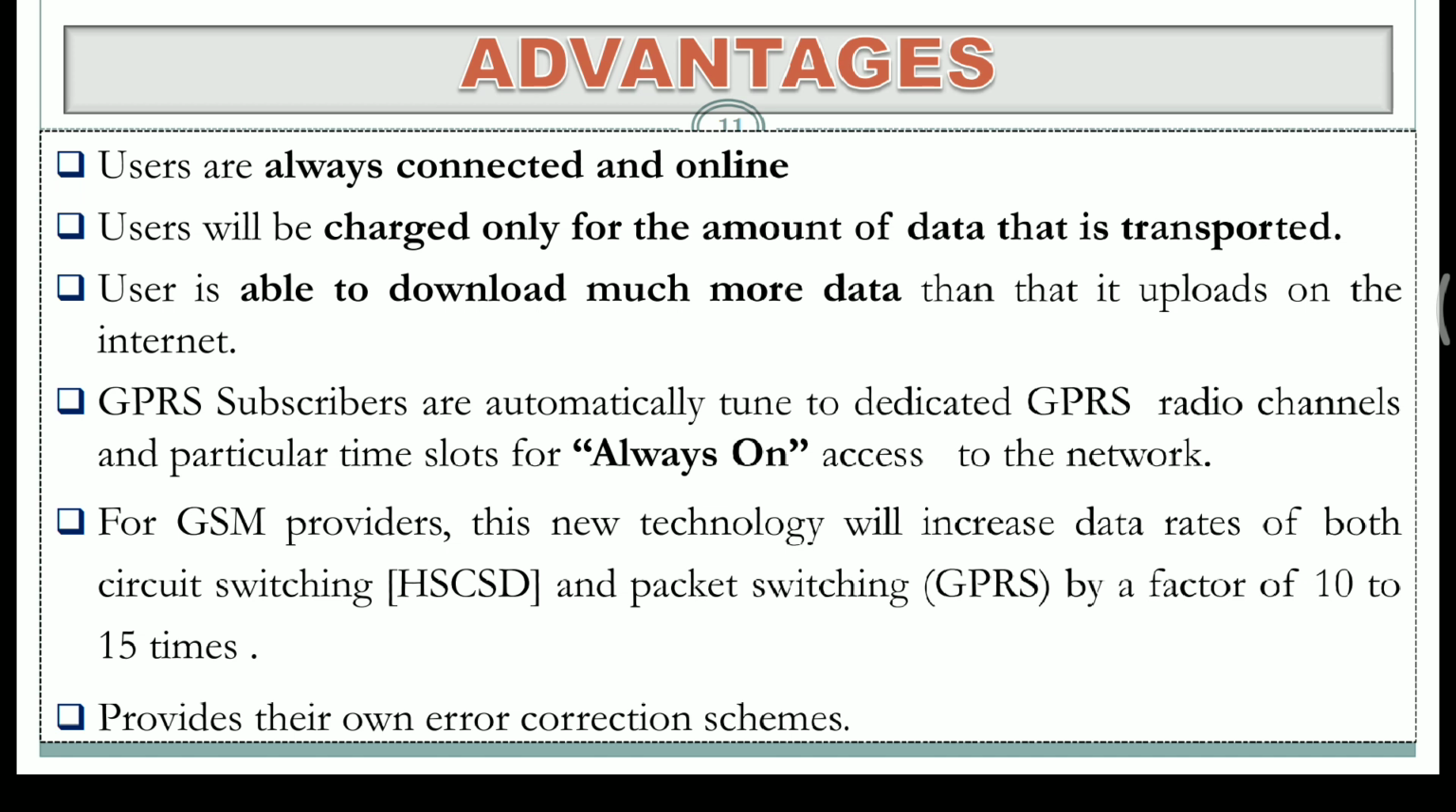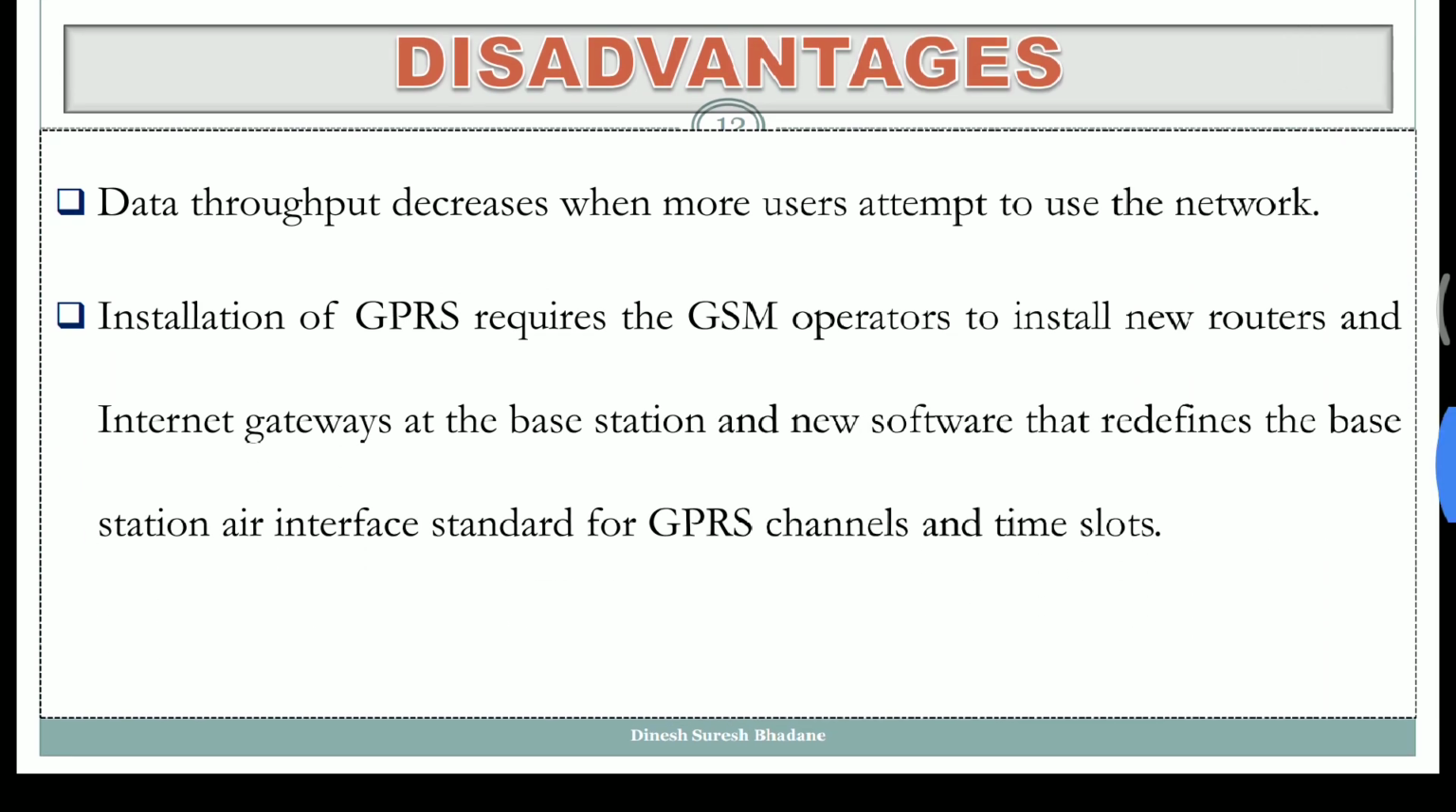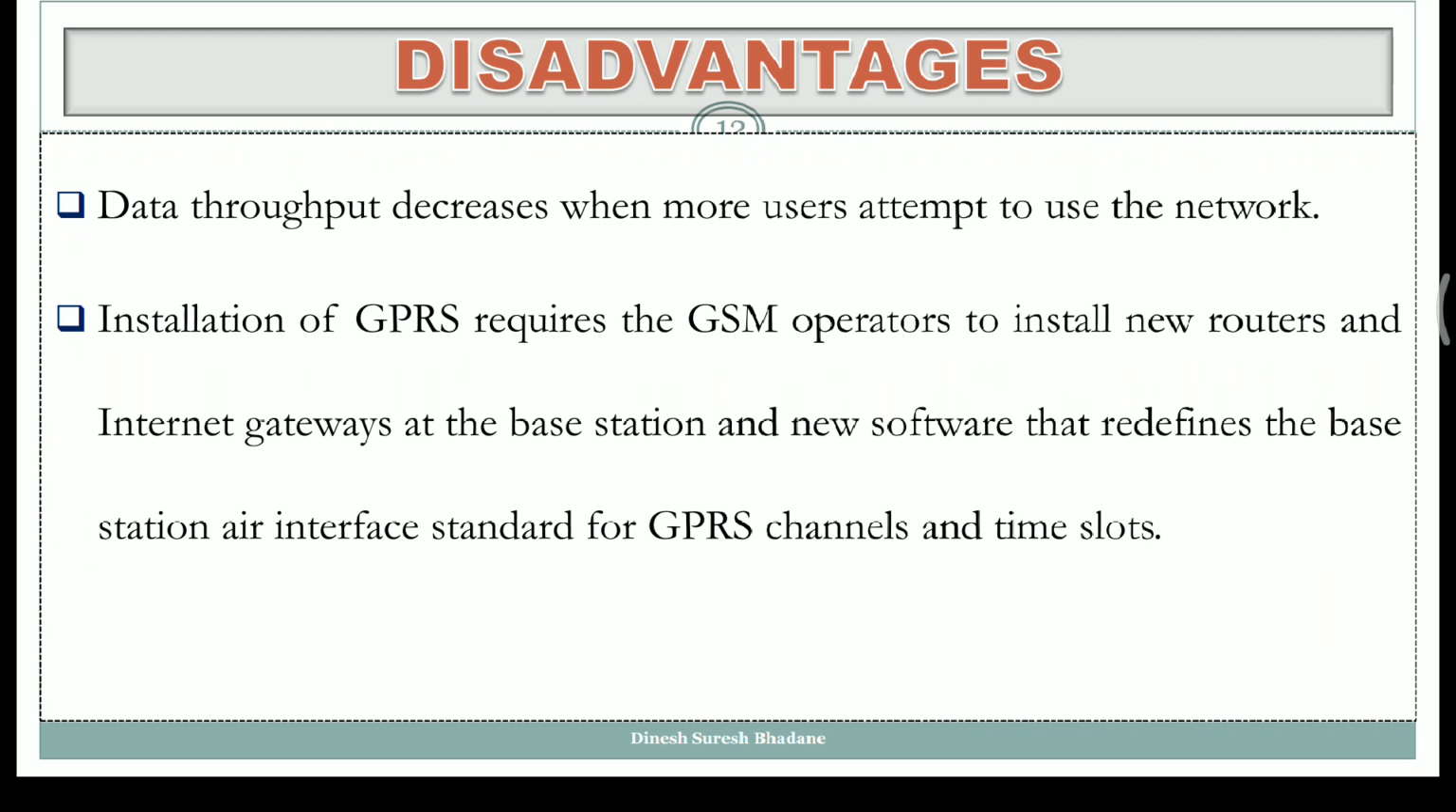It also provides their own error correction schemes. Apart from the advantages, it has some disadvantages, and these are: data throughput decreases when more users attempt to use the network as it is a multi-user technique. Installation of GPRS requires the GSM operators to install the new routers and internet gateways at the base station and new software that redefines the base station air interface standard for the GPRS channel and time slot. And this is again an expensive system.